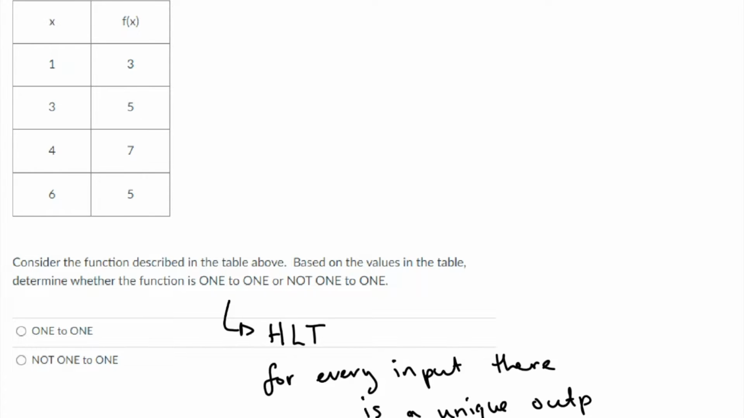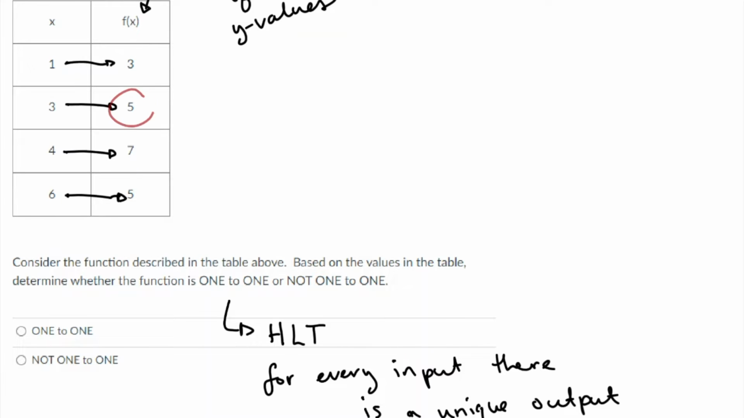So what I'm going to be looking for in short is for each unique x value, it needs to go to a unique y value. So I don't want any repeats of y values. So looking at this graph, I've got an x value of 3 that goes to 1. That's good. 3 goes to 5. No repeats so far. 4 goes to 7. But do you see 6 goes to 5?